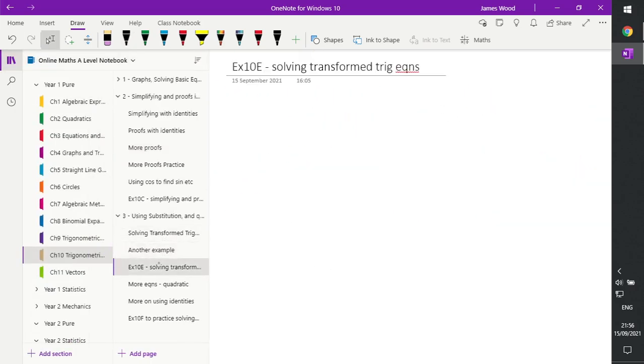Okay, if you want to practice ones that are a bit like that, so those transformed trig equations, then have a look at exercise 10e in the book.